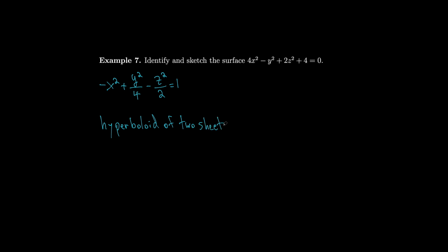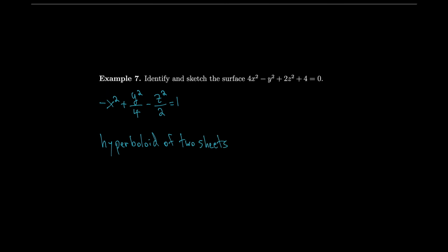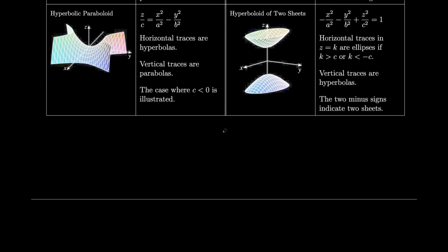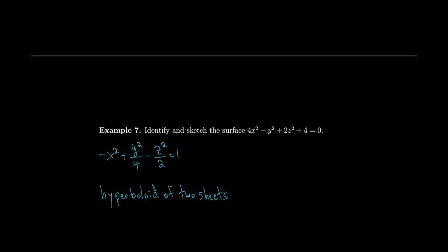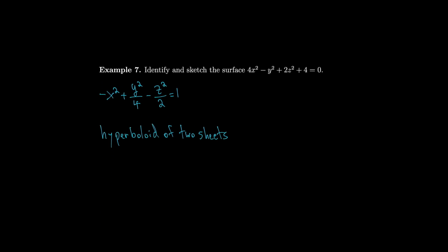Notice, however, that the axis is different. In our table, we have the z getting the plus sign, so it's centered around the z-axis, but in our example, we have the y variable with the plus sign. So that means that our axis shifted, and our axis is now the y-axis. So we can draw it pretty much the same way, we just have to draw it centered around the y-axis.